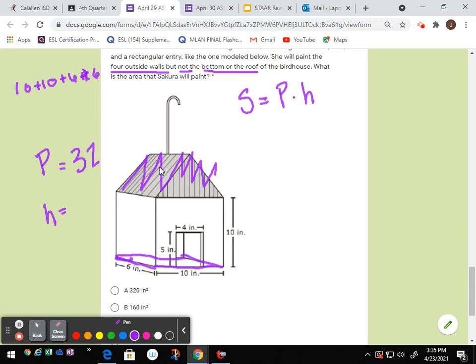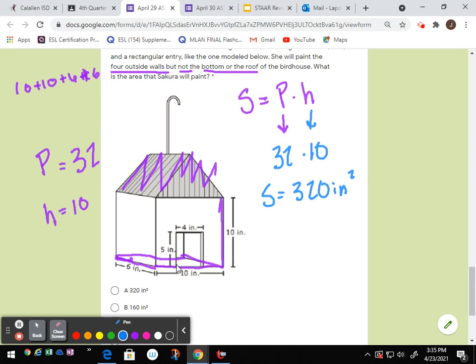Then we need the 3D height of the rectangular prism. How tall is just the rectangular prism? We see it is 10 inches tall. So the perimeter is 32 times our height of 10. 32 times 10, S is equal to 320 inches squared. That is our lateral surface area of our prism.